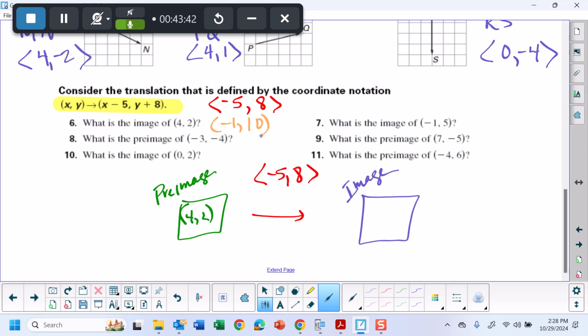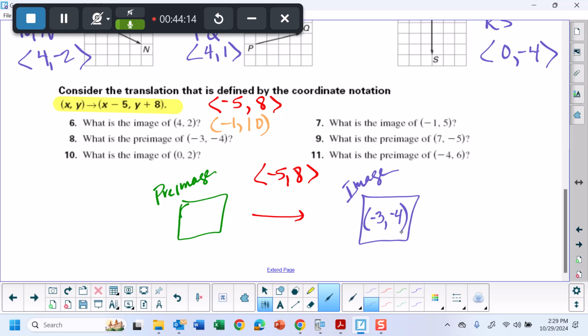What's interesting about 8 is they switch it around. They're saying, hold on a minute, I'm telling you that the result of that shift was over -3 and down 4. That's the result. Where did I start? So what do you think I do? The opposite. Do the opposite.